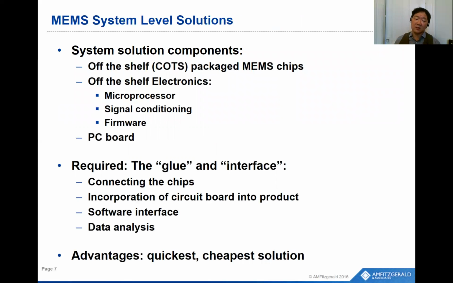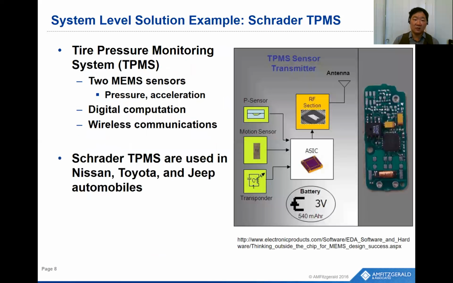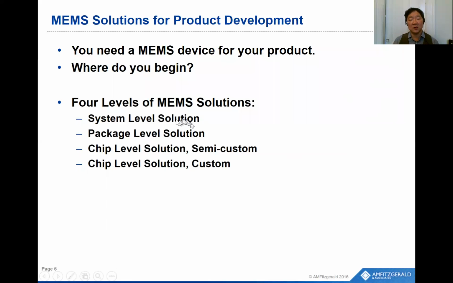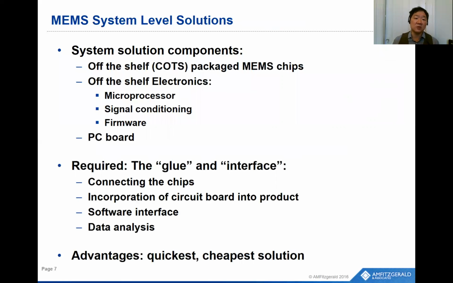So let's start off with the easiest one. This list generally goes from the easiest, least expensive, and least risky solution to the most expensive and most risky solution. But often, this is where the greatest rewards are as well. So let's start with system level solutions.